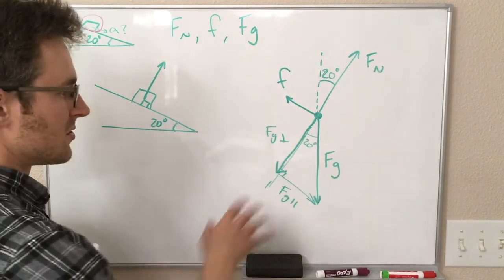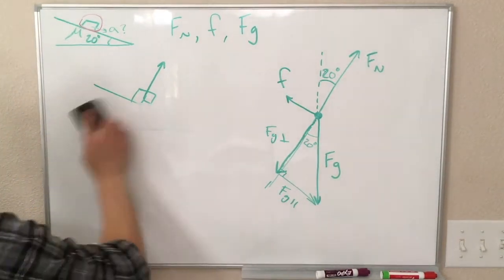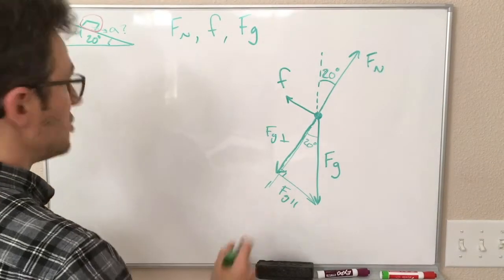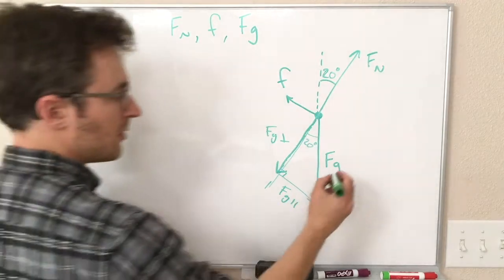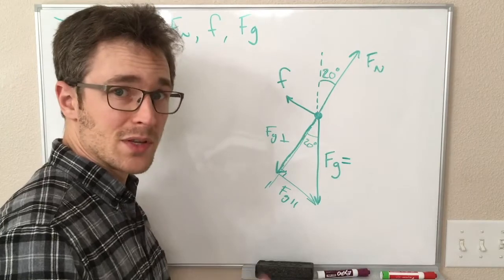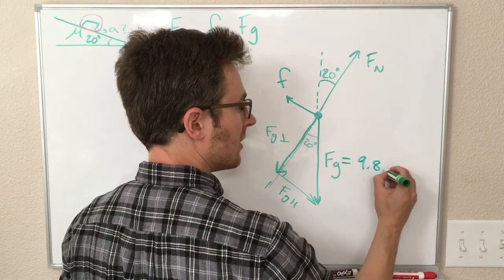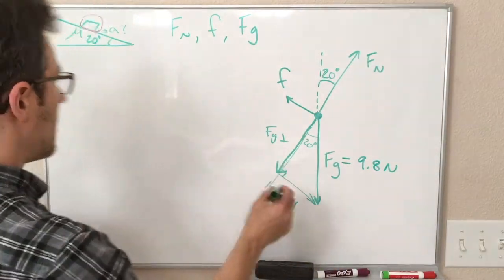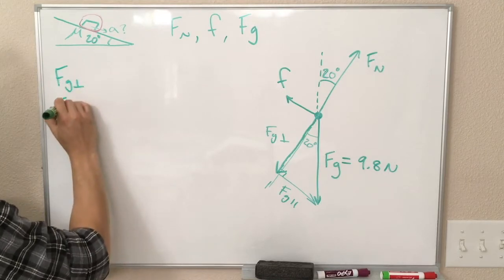That won't be the last time you see this, but it also isn't the first time because we did it in the last video. So, all right. So now I know enough to find FG parallel and FG perpendicular, right? So our block was 1 kilogram. So our force of gravity is equal to mg, that's 1 kilogram times 9.8 meters per second squared, which is 9.8 newtons. And that's the hypotenuse of our triangle. So FG perpendicular and FG parallel, we can just write down.